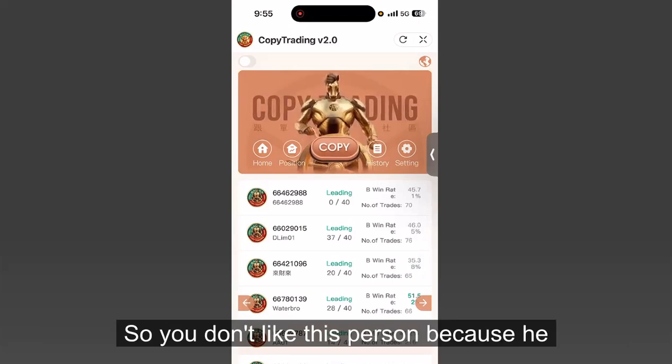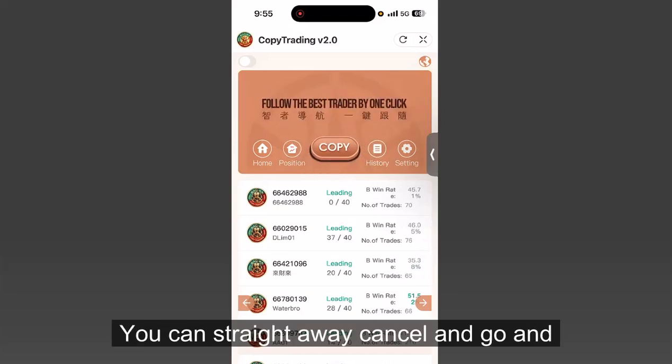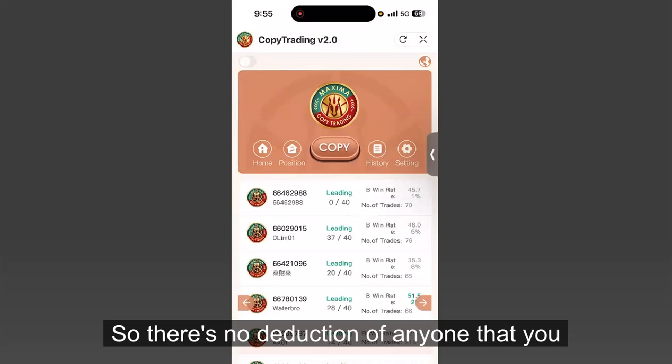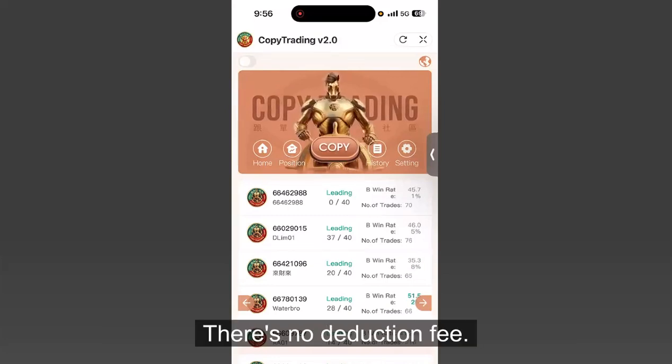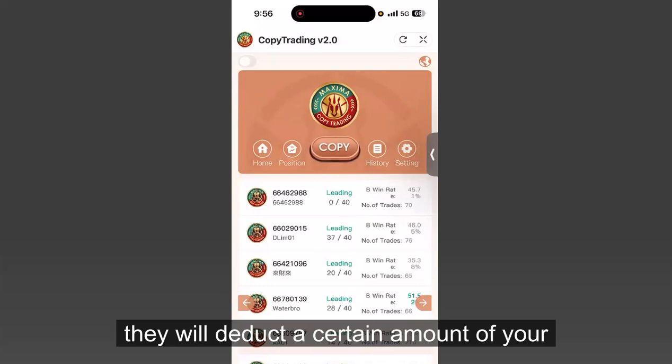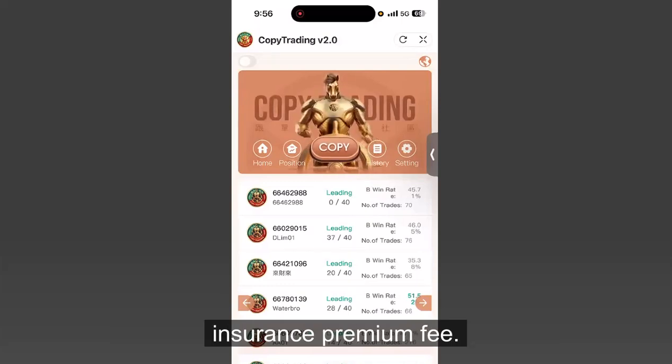So if you don't like this person because he didn't trade a lot of times, you can straight away cancel and go and follow anyone. So there's no deduction for anyone that you follow. There's no deduction fee. The only deduction fee is when you copy them, they will deduct a certain amount of your insurance premium fee.